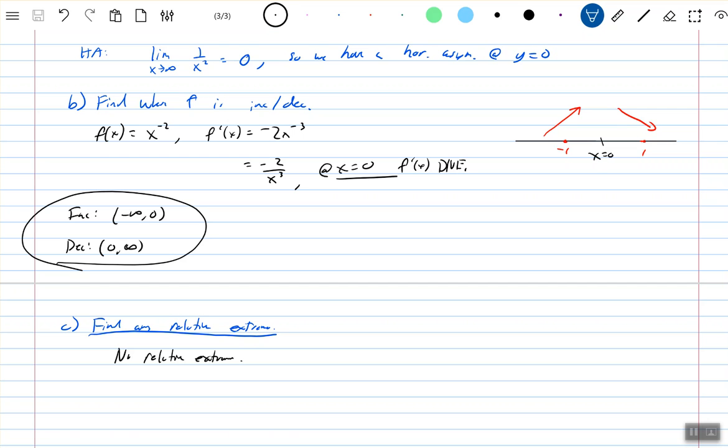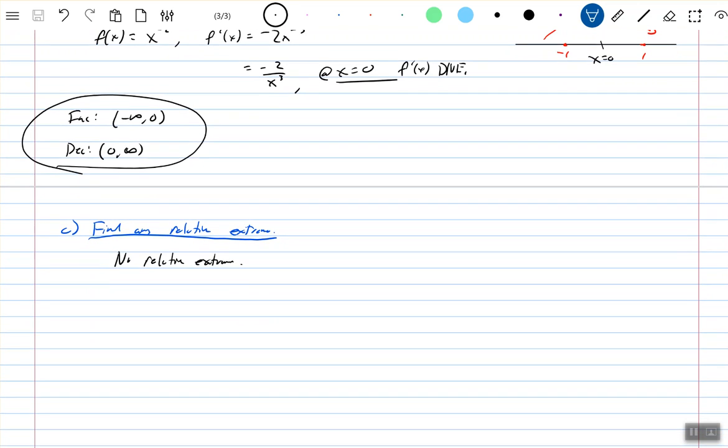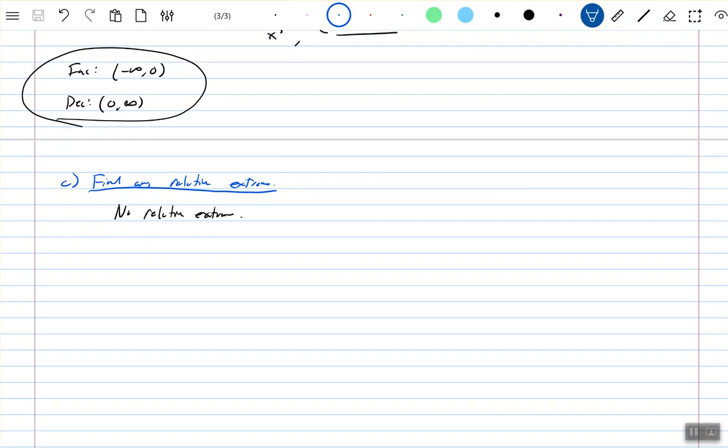If you have any questions about that, please let me know. Now let's move on to the next part. Find where f is concave up and where f is concave down. Well, concavity means the second derivative is involved, right? And to find the second derivative, we first need the first derivative, which is negative 2 over x cubed, which is equal to negative 2x to the negative 3, right?